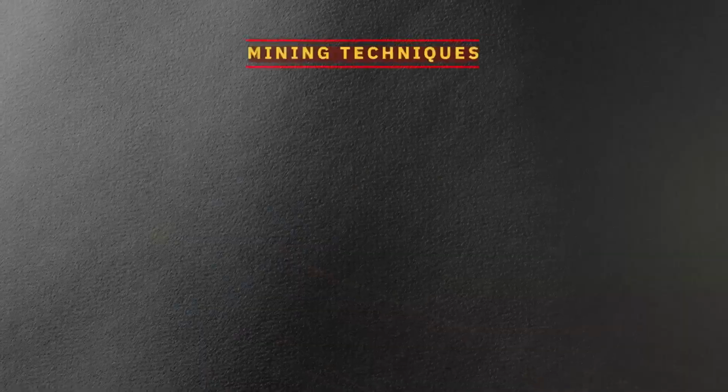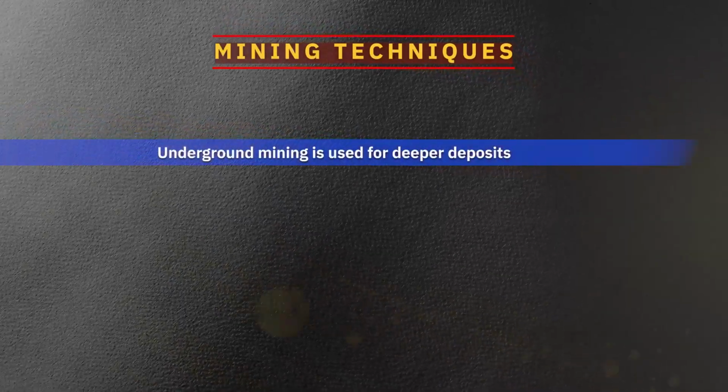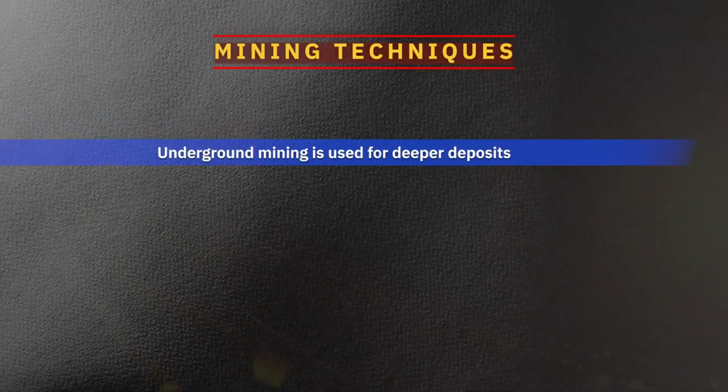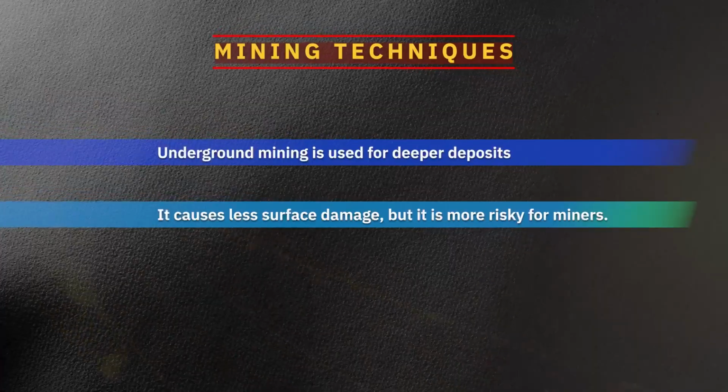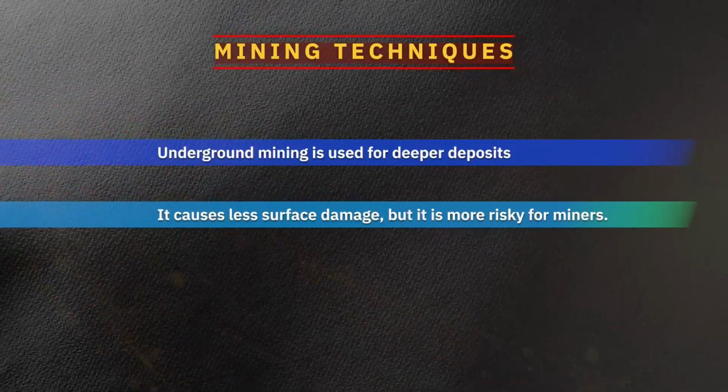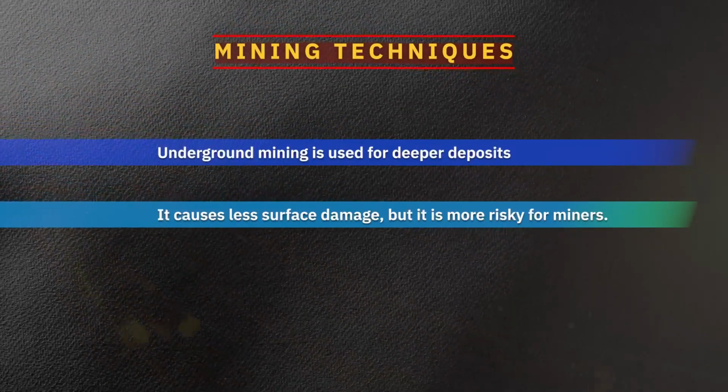Number 2 is underground mining. Underground mining is basically used for deeper deposits. It also causes less surface damage, but it is more risky for the miners.